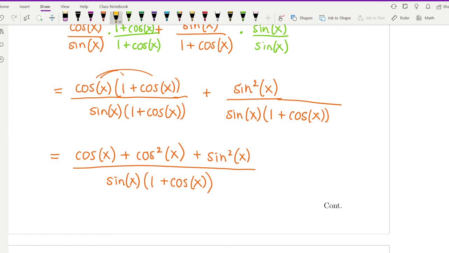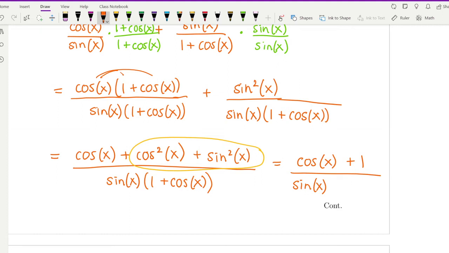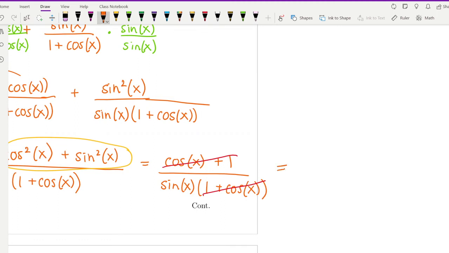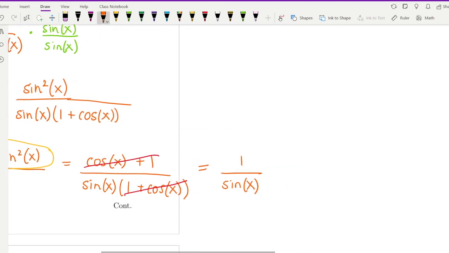So again, what happens here is we have a cosine squared of x plus a sine squared of x. We know that that is equal to 1, right? That's one of the Pythagorean identities. So we can rewrite this as cosine of x plus 1 divided by sine of x times 1 plus cosine of x. And so now we can see that we have a common factor of cosine of x plus 1 in both the numerator and the denominator. And so we're left with 1 over sine of x. And so a nicer way to write that would be cosecant of x.